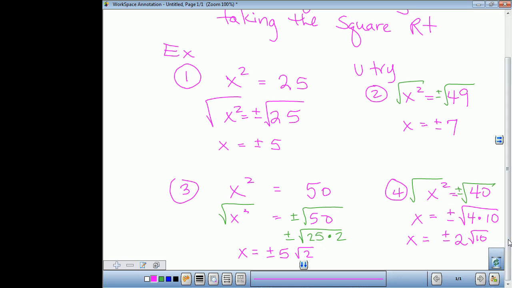We do not know the square root of 10. Now 10 does break down into 2 times 5, but 2 is not a perfect square, and 5 is not a perfect square, so that doesn't help us.